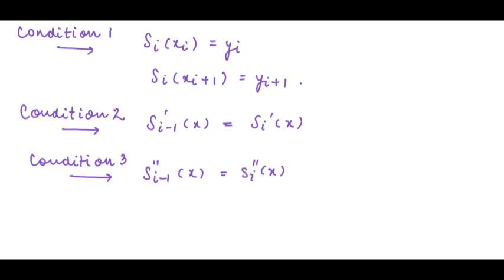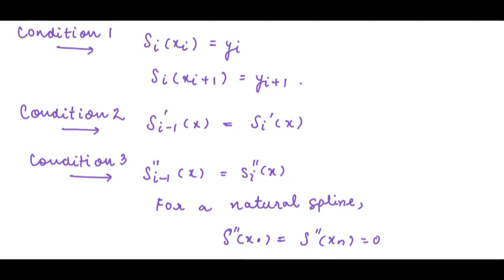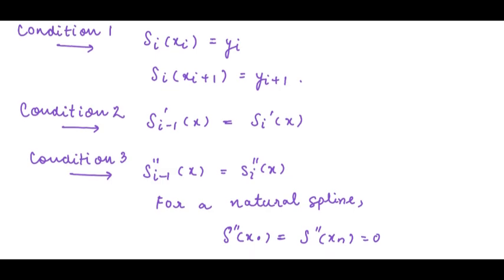The conditions above are not enough to uniquely determine all the cubic pieces, so we also need two boundary conditions. One of the most common choices is the natural cubic spline. For a natural spline, we take S''(x0) equals 0 and S''(xn) equals 0 as well. These are called the natural boundary conditions.